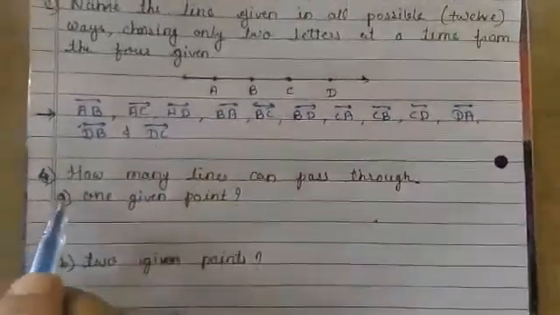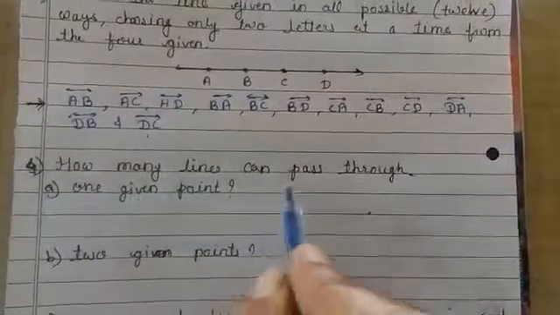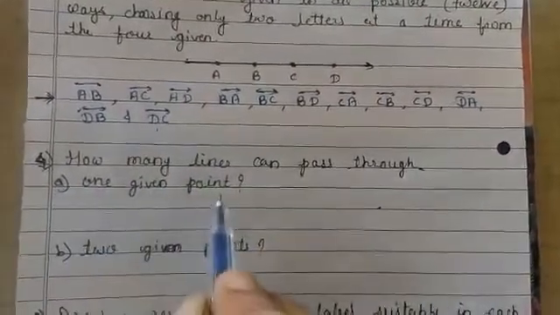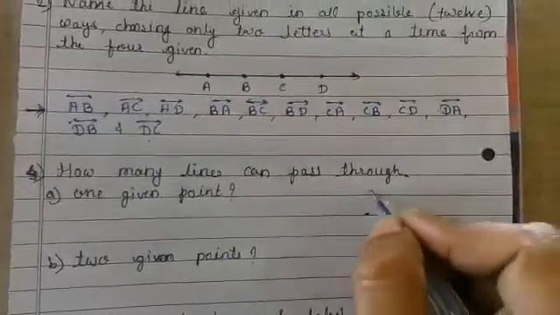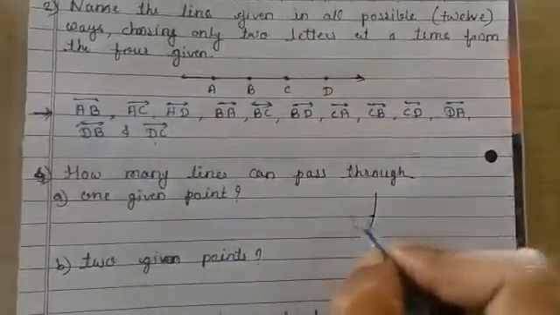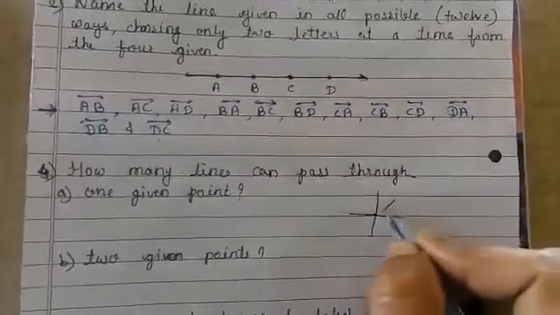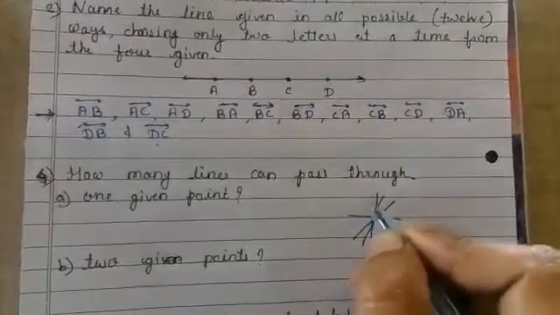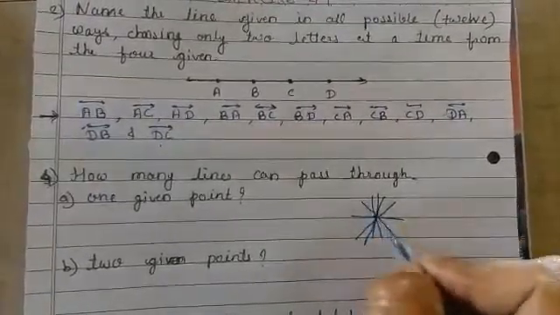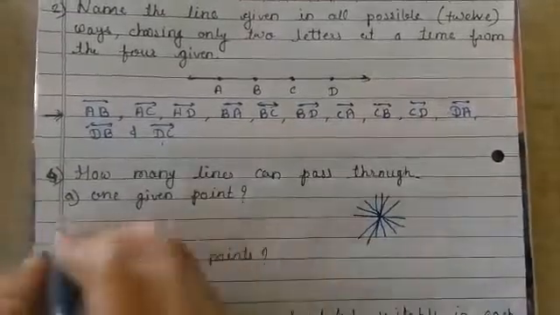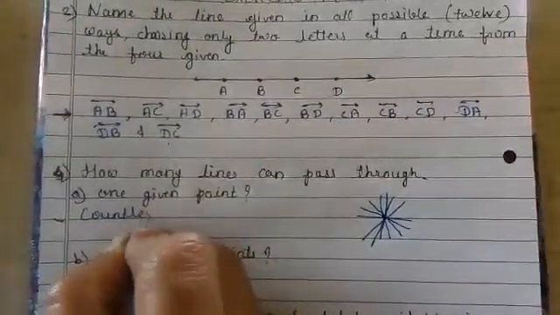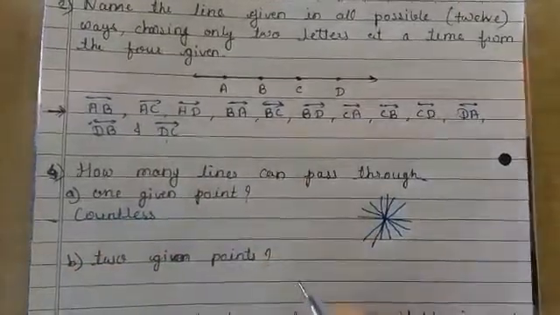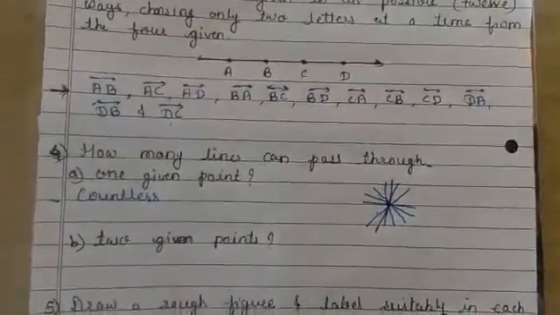Fourth question from this exercise is, how many lines can pass through one given point? Suppose this is a point, this is a line passing through this point, this is another one, this is another. So we can draw countless lines. So the answer is countless or infinitely many lines can pass through one given point.